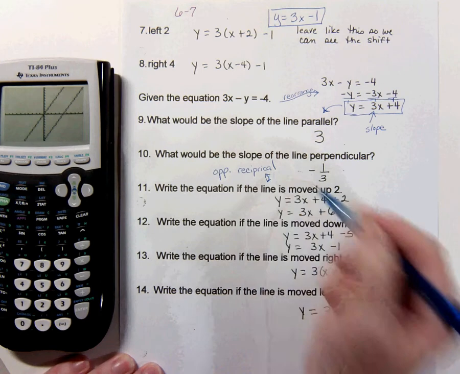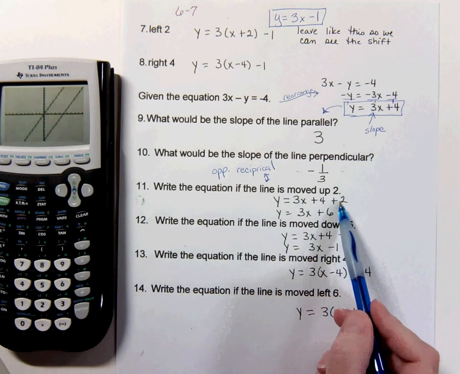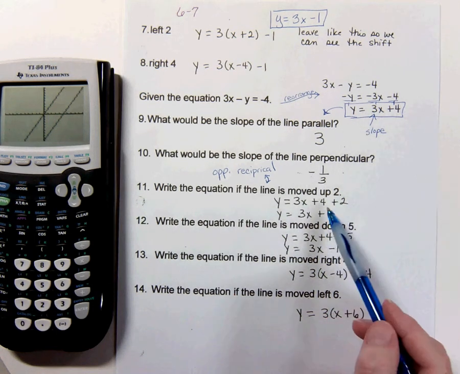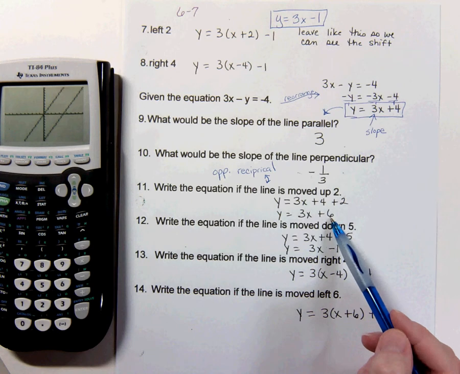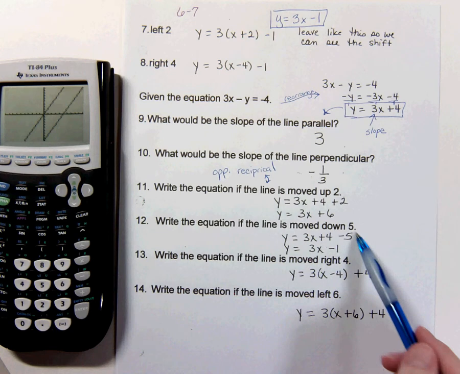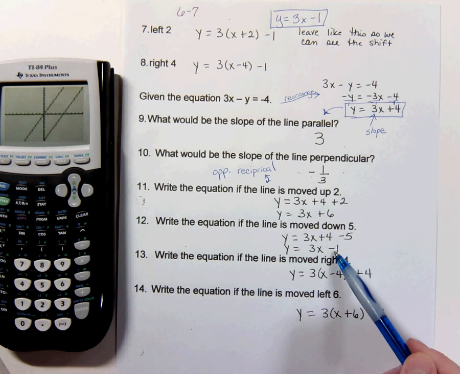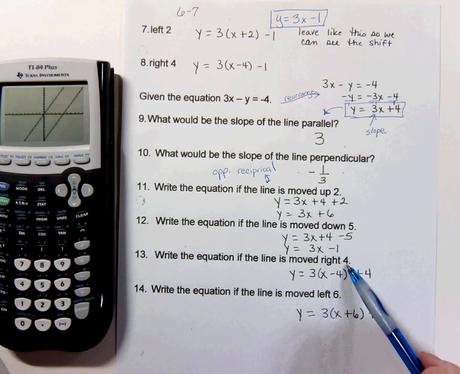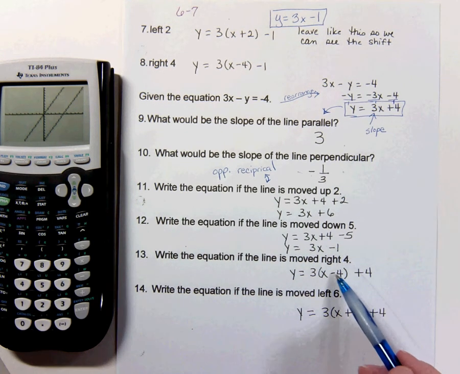Just flip the sign. Write an equation that would move up 2 units, so you're just keeping 3x plus 4 and adding the 2, so it would shift up to a 6. If you move down 5 units, you combine these two constants and it becomes a negative 1. If you want to move it right 4 units, leave it in vertex form. You're shifting it toward the positive, so you have to put the negative 4 here.